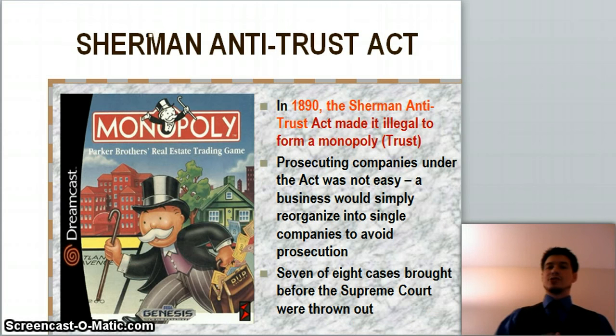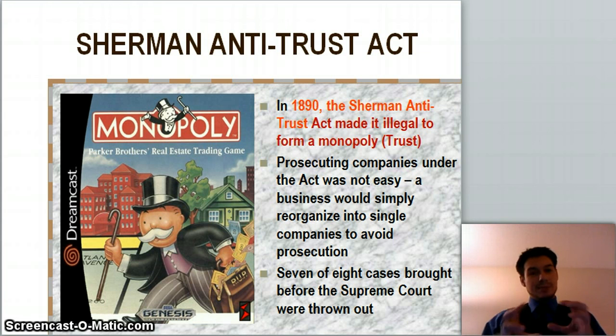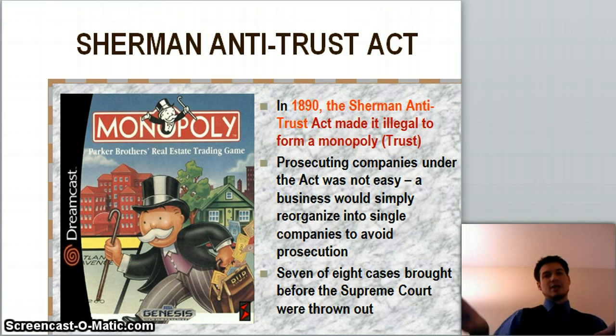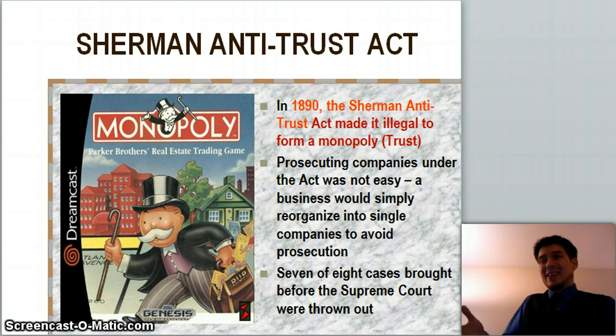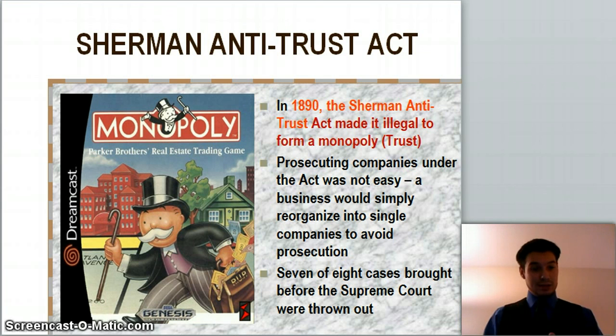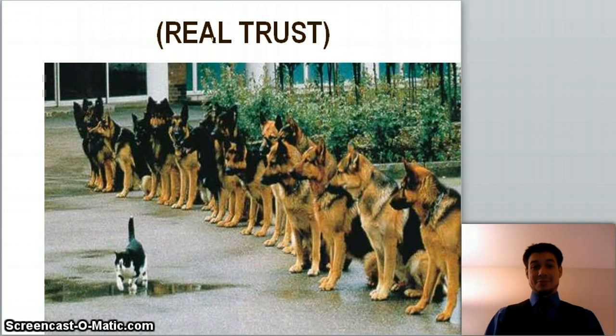Now, we also put in the Sherman Antitrust Act in 1890. This made it illegal to form a monopoly. And prosecuting companies under the act was not easy, because businesses would simply reorganize into single companies to avoid prosecution. And 7 out of 8 cases brought to the Supreme Court were thrown out. It was almost useless at first. That's real trust right there, huh? Look at that little kitty and the dogs.